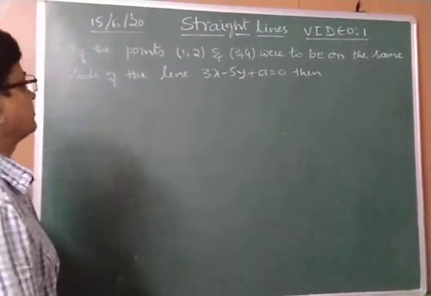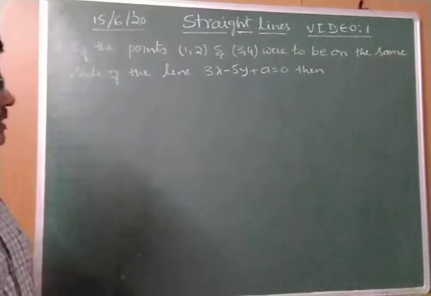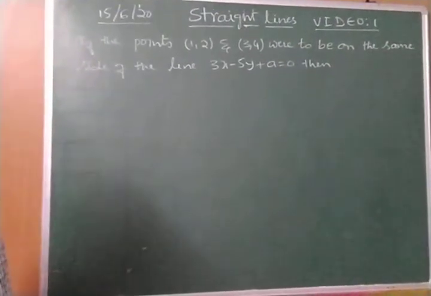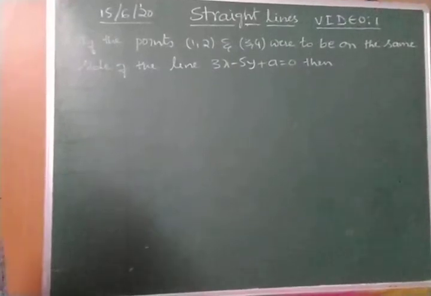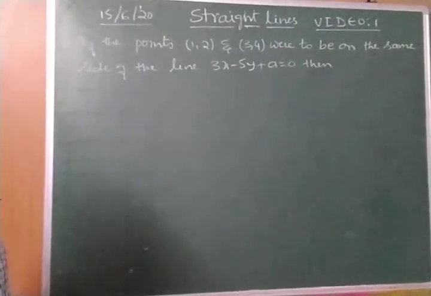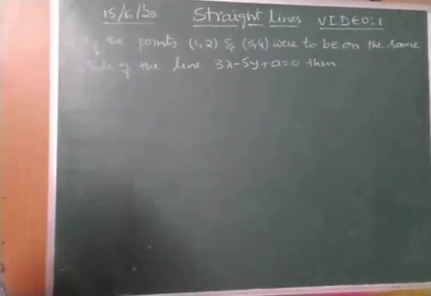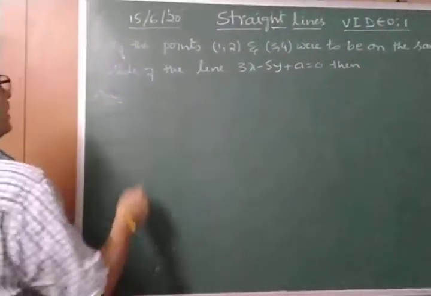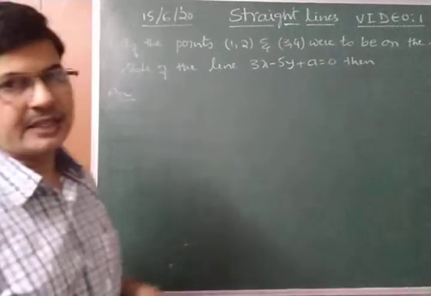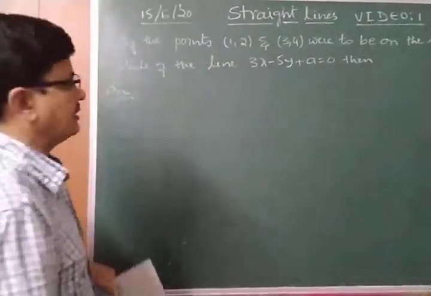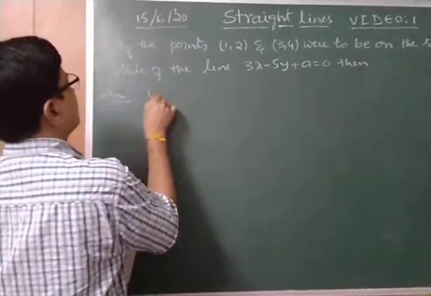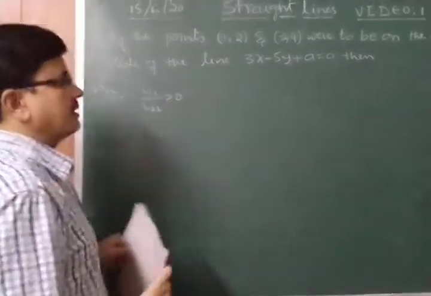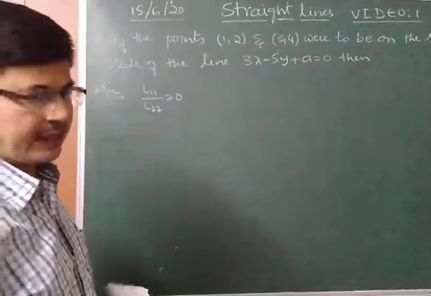Problem number 1. If the points (1, 2) and (3, 4) are on the same side of the line 3x minus 5y plus a is equal to 0, then find a. The answer is: if the 2 points lie on the same side of the line, then we say that L11 by L22 is greater than 0.